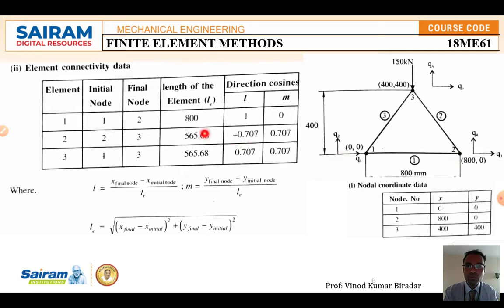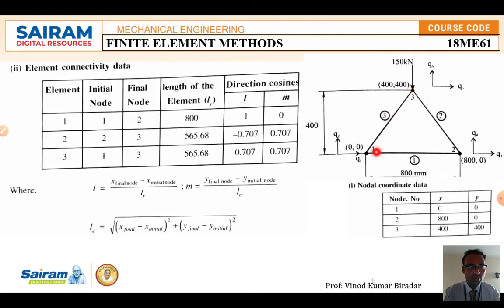Write the initial node for the first element: it is 1, so write 1 here. For the second element, note down the initial node and final node. Coming to the second element, the initial node is 2 and the final node is 3, so write down 2 and 3. Coming to the third element, the initial node is 1 and the final node is 3.